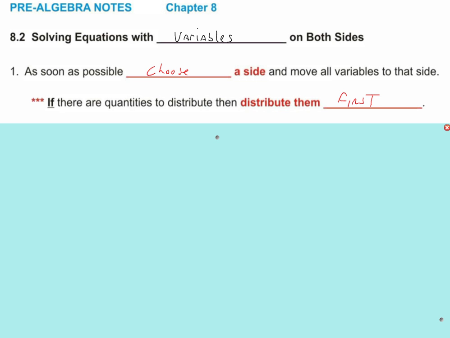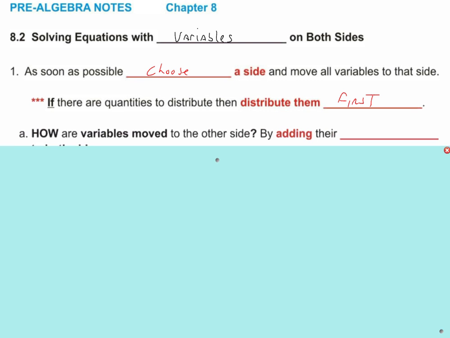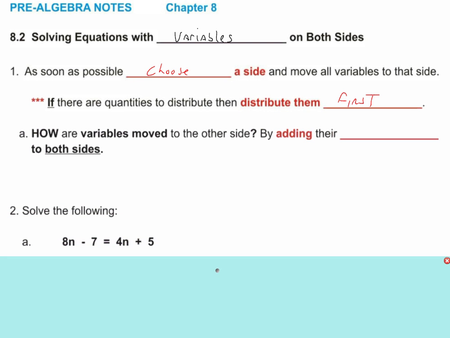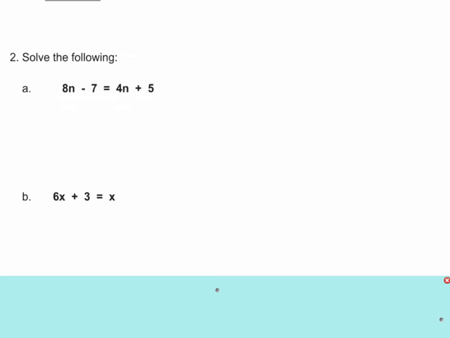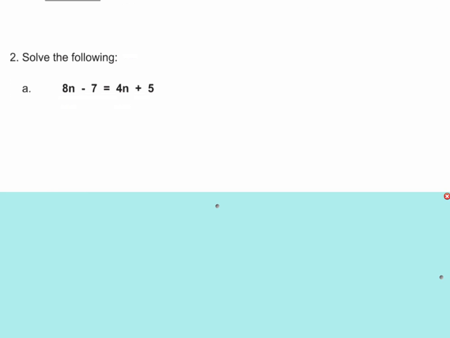You don't want to move things added to the variable until you decide what side the variable's on. You don't want to move things multiplied times the variable until you decide what side the variable or the variables are on. All right, we're going to come back to A in a moment. We're going to do the problem first and then see if you can fill in the blank for A. So here's our first example.